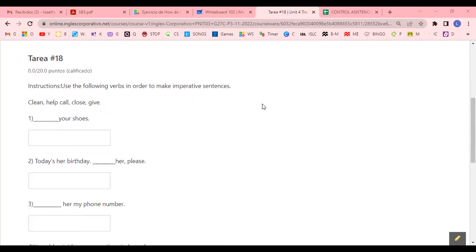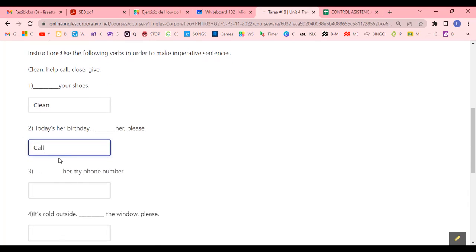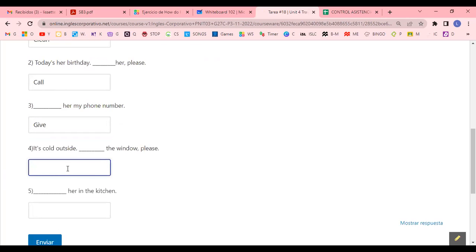Okay, so let's see, number one. So remember, in this one it says that you have to complete using these verbs. Lo que debemos de hacer es completar estas oraciones utilizando estos verbos que están al inicio. Entonces, la number one, what would be the answer? Clean, help, call, close, or give? Clean. Clean, okay. Number two. Call. Call, okay. Call her, please. No, call is para three. No, en el three is give. Give. Okay. Give, and number four. It's called outside.